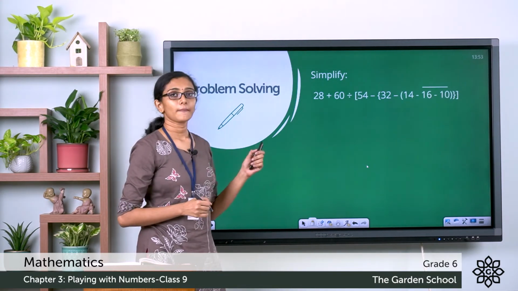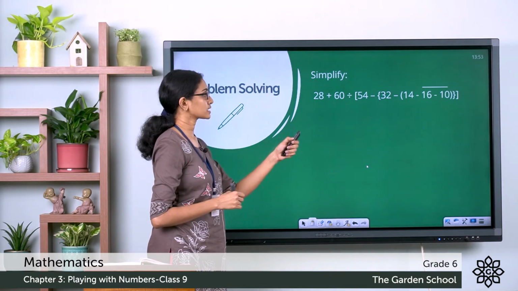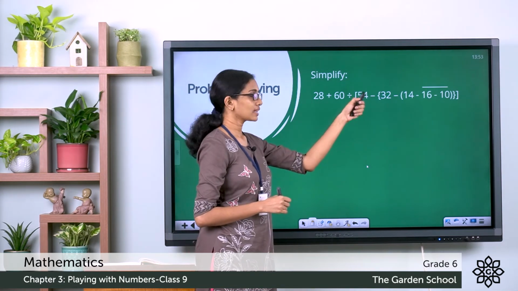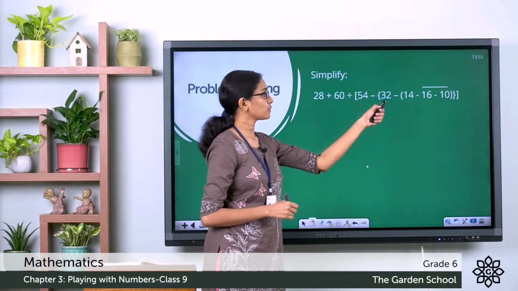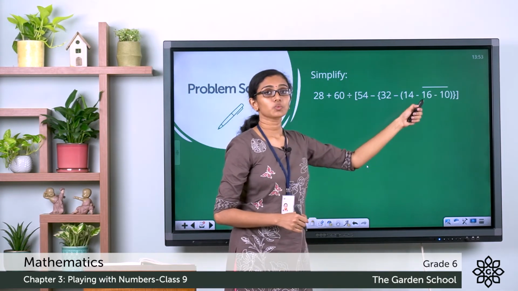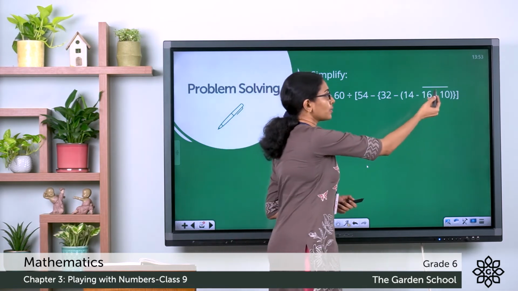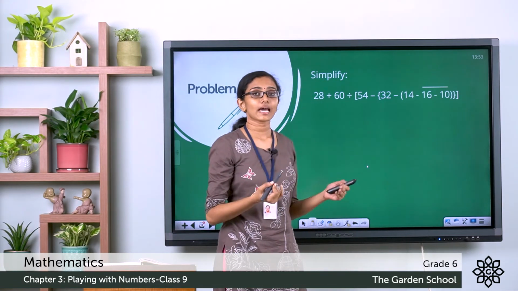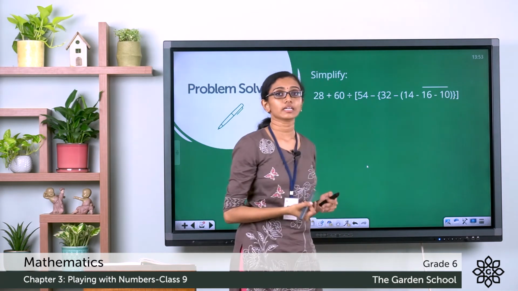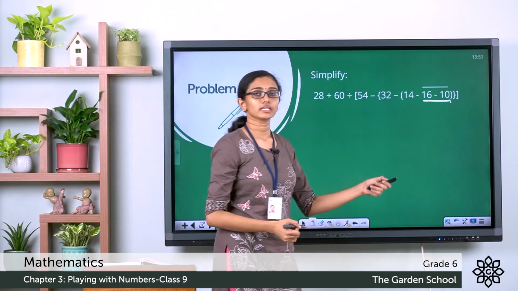This one has got brackets in it. So the question says 28 plus 60 divided by, within square brackets you have 54 minus, then within curly brackets you have 32 minus, within simple brackets you have 14 minus, and within line brackets you have 16 minus 10. So the line you see here, that is a line bracket. So what is given under this has to be considered as a group. So this becomes a group, 16 minus 10.